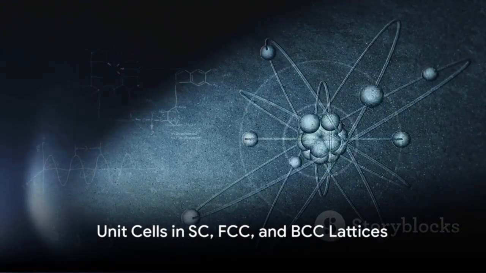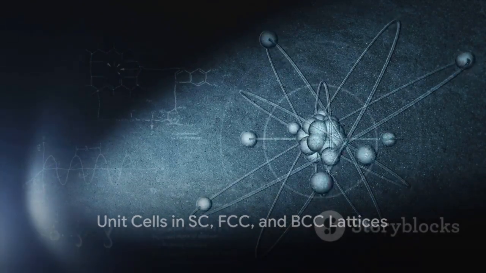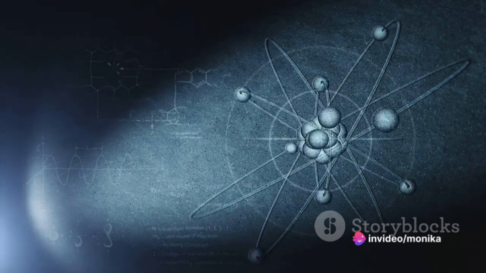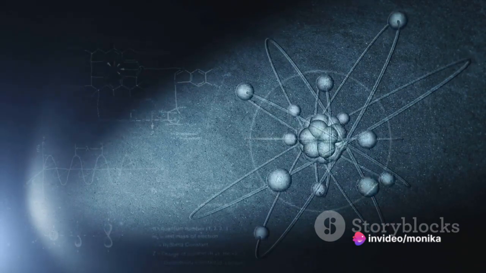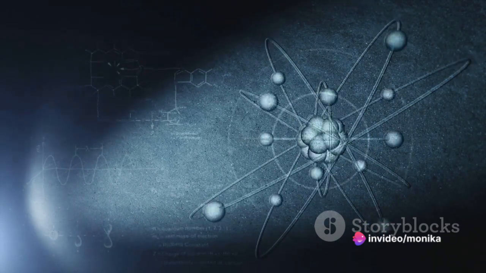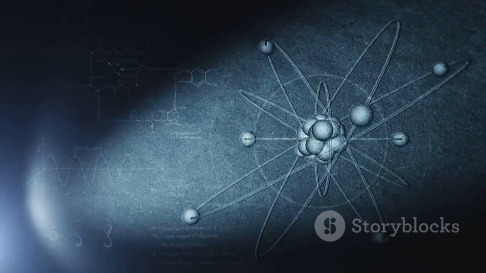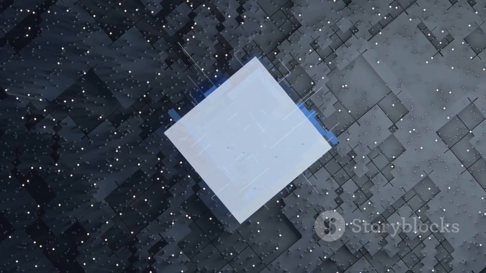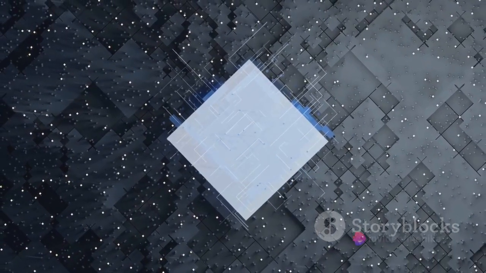Now, let's dive deeper into the unit cells associated with each lattice type. We'll start with the simple cubic, or SC lattice. In an SC lattice, the unit cell is a simple cube, with atoms positioned at each of the 8 corners. This straightforward arrangement results in materials that are relatively easy to analyze and understand.